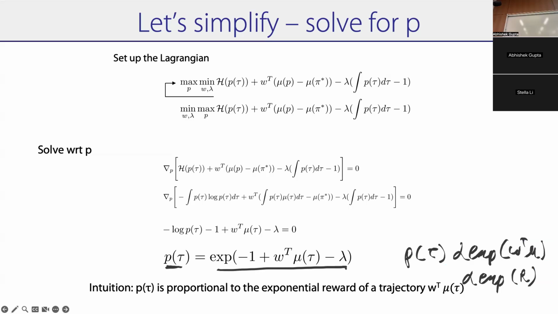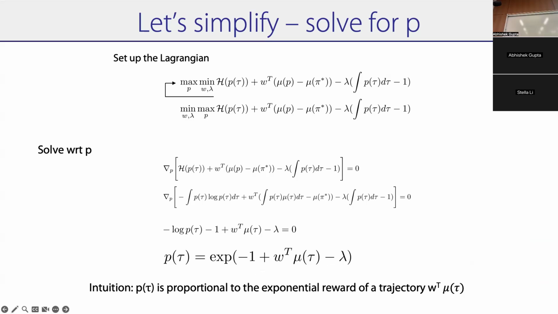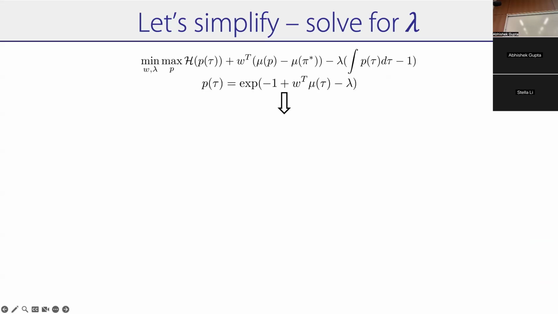Okay, so that's the first thing we want to take away, that the likelihood of a trajectory is proportional to exp of R, where R is the reward of your trajectory. Okay, so the next thing we want to do is, now that we solve for P of tau, we want to stick P of tau back into this optimization problem. We solve the inner optimization problem, stick it back in, and then we're going to solve with respect to lambda.